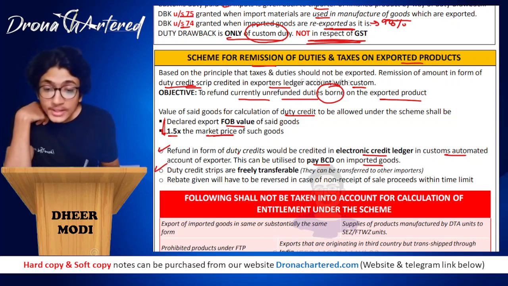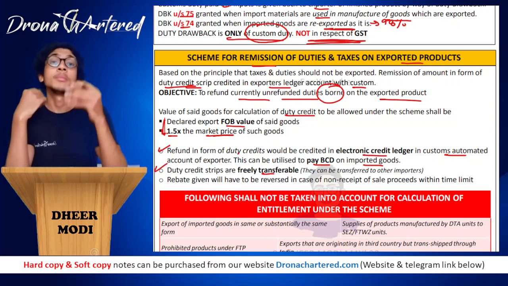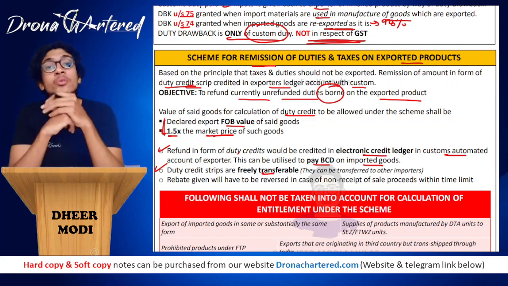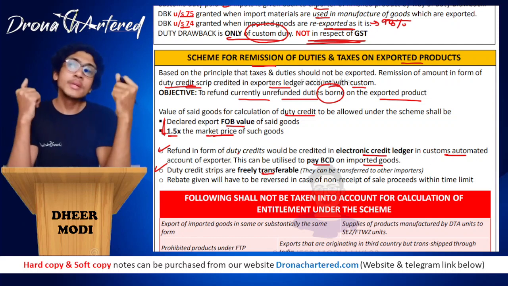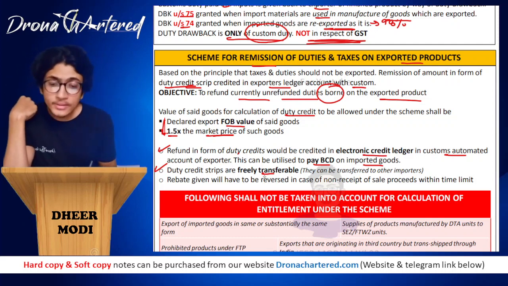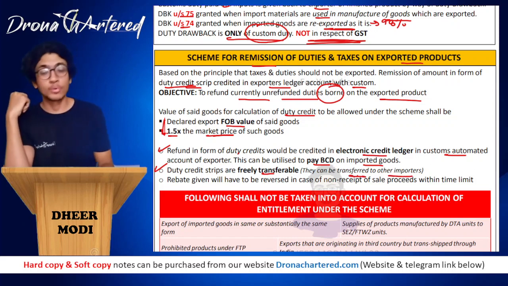Next, duty credit scrips are freely transferable. That means if you say, boss, this is of no use to me because I do not import goods directly, you can sell it to someone else. It is transferable. So duty credit scrips are freely transferable, which means they can be transferred to other importers.